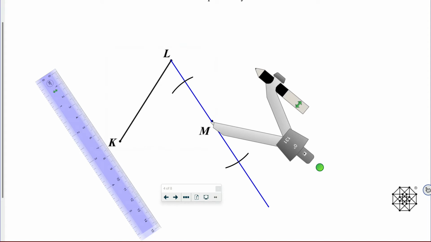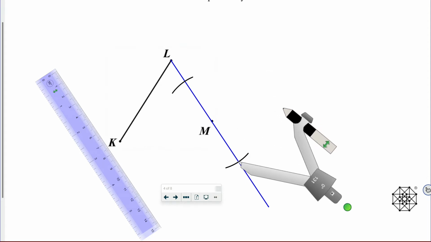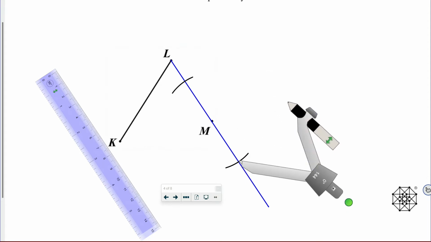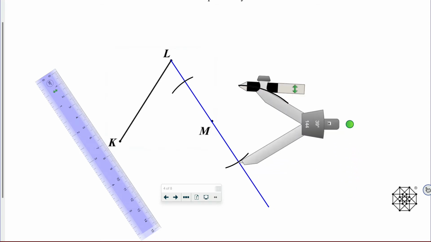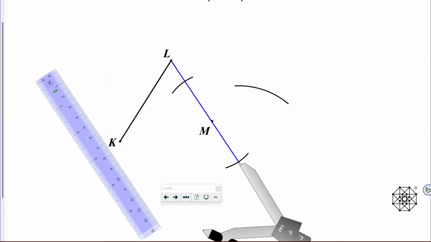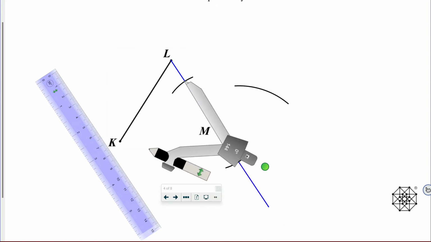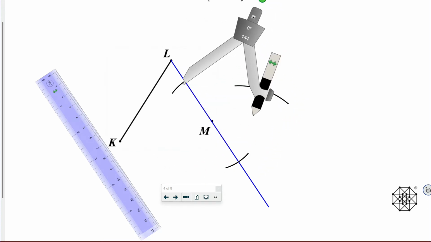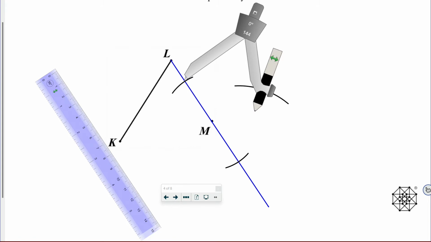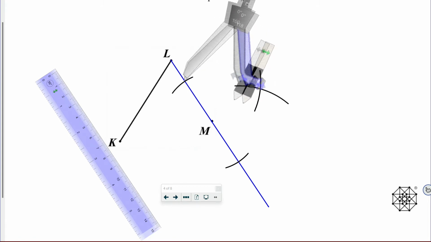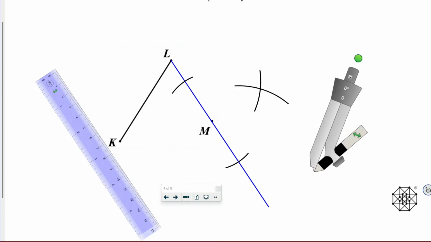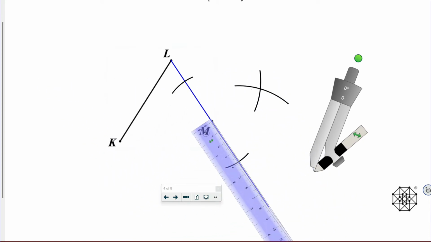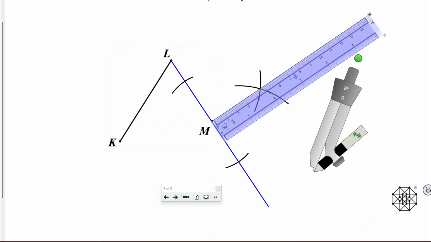oops, I'm going to make this a little bit bigger. And I've got to just get it on that intersection point. There it is. All right, make an arc like that. Switch the location, put the pointy end of the compass now here, and try to get it on that intersection point. There we go. And now we've got the location that will allow us to draw that perpendicular line. So, X marks the spot.